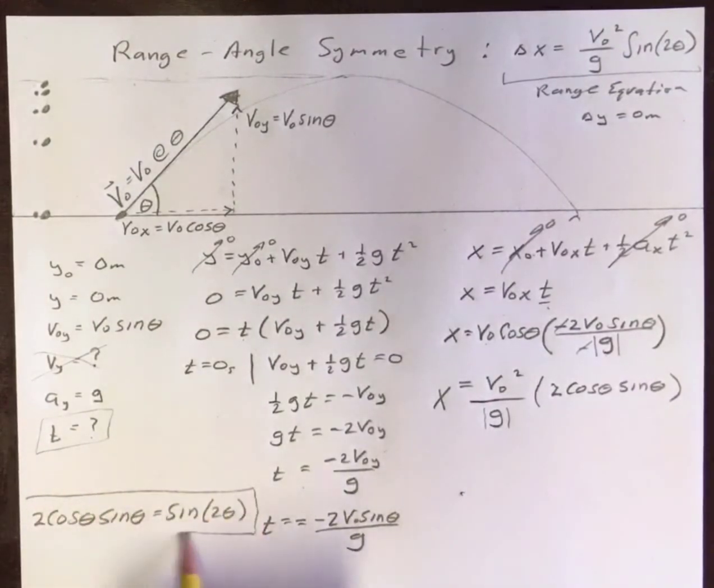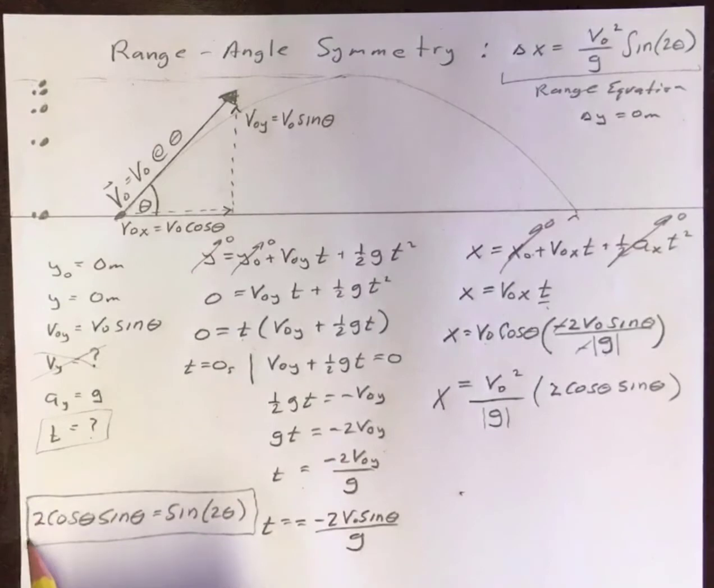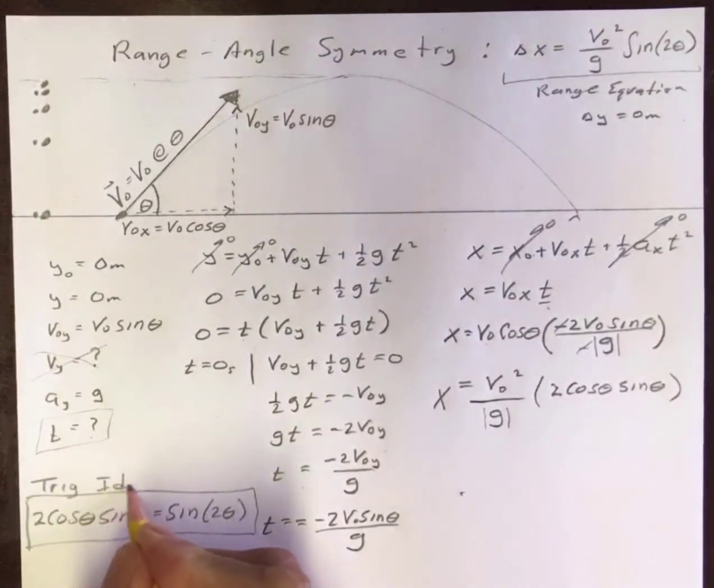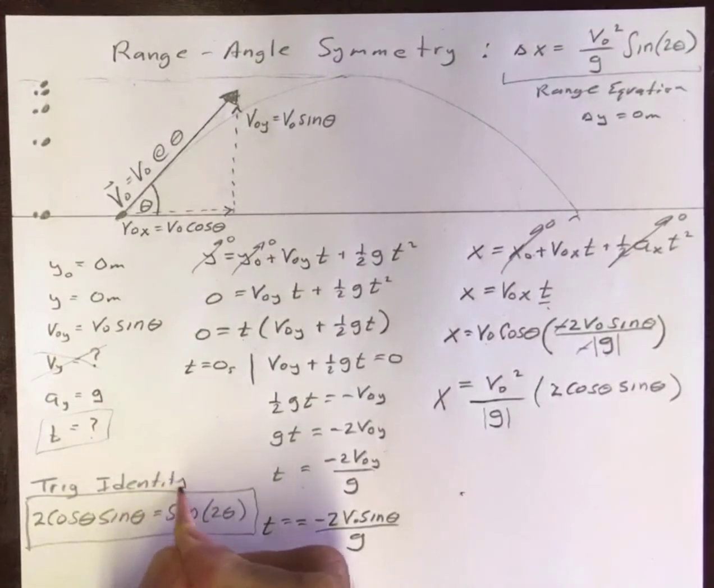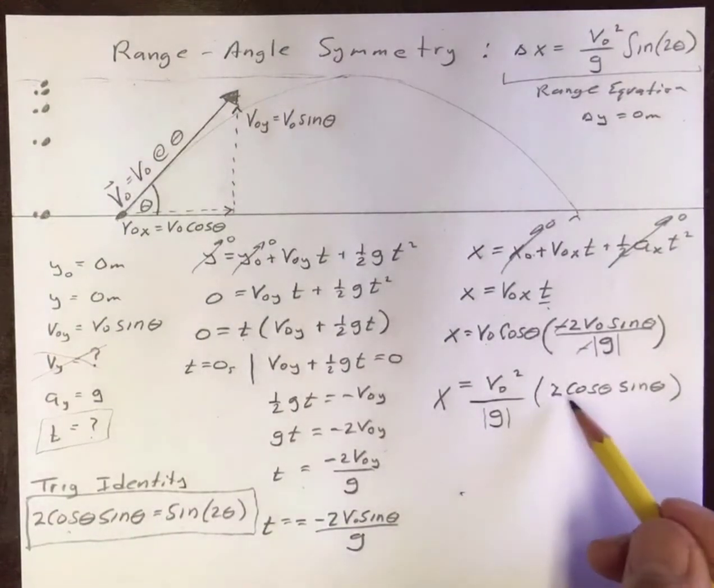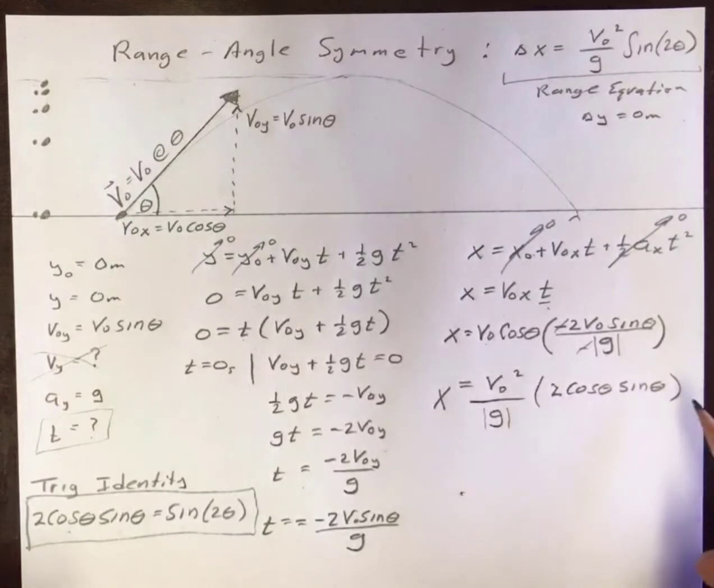You don't necessarily need to know that. You'll hopefully learn about it someday. It's called a trigonometric identity. And on your calculator, you can check to see if that's true. Just pick any angle and then multiply 2 times the cosine of that angle times the sine of that angle and compare it to sine of twice the angle. Turns out they're exactly equivalent. So that's what I'm going to do here. I'm just going to clean this up. That's all I'm using it for.